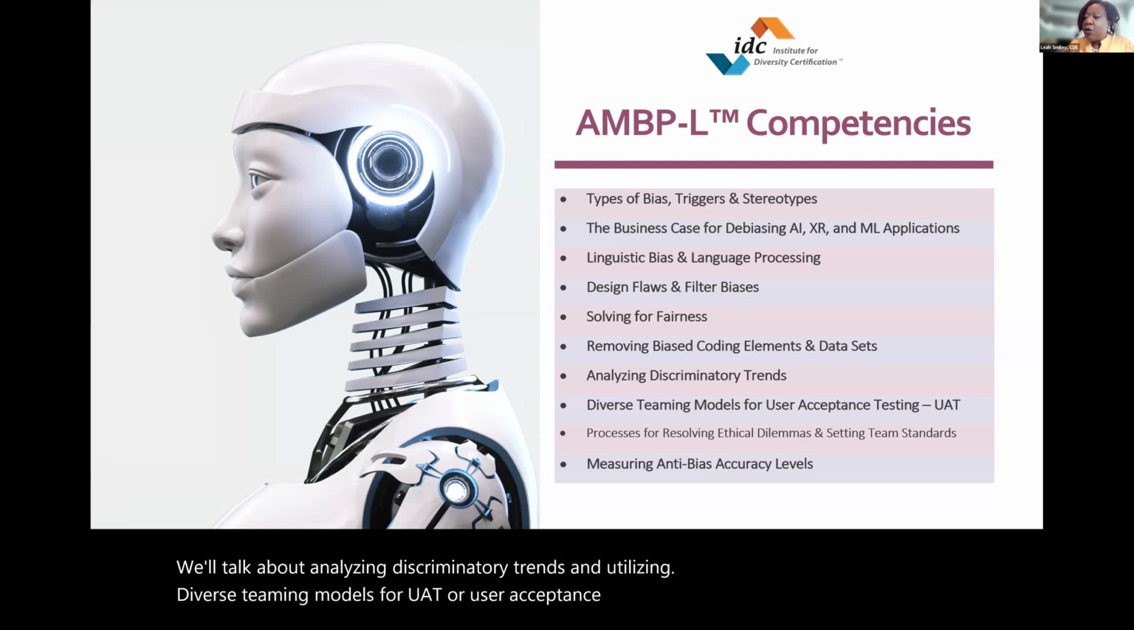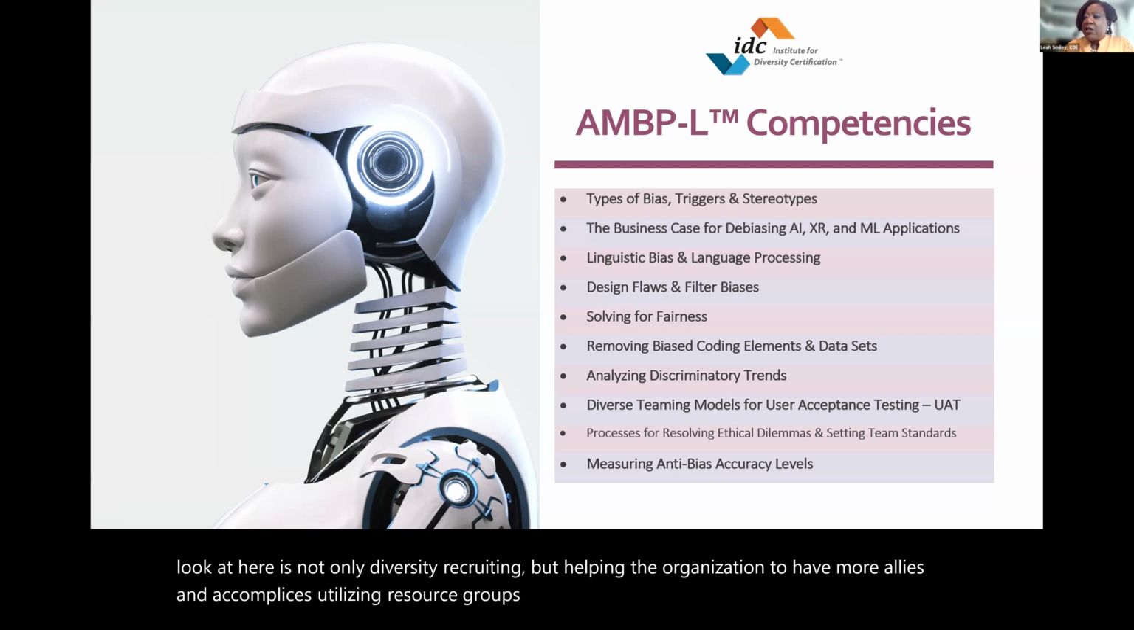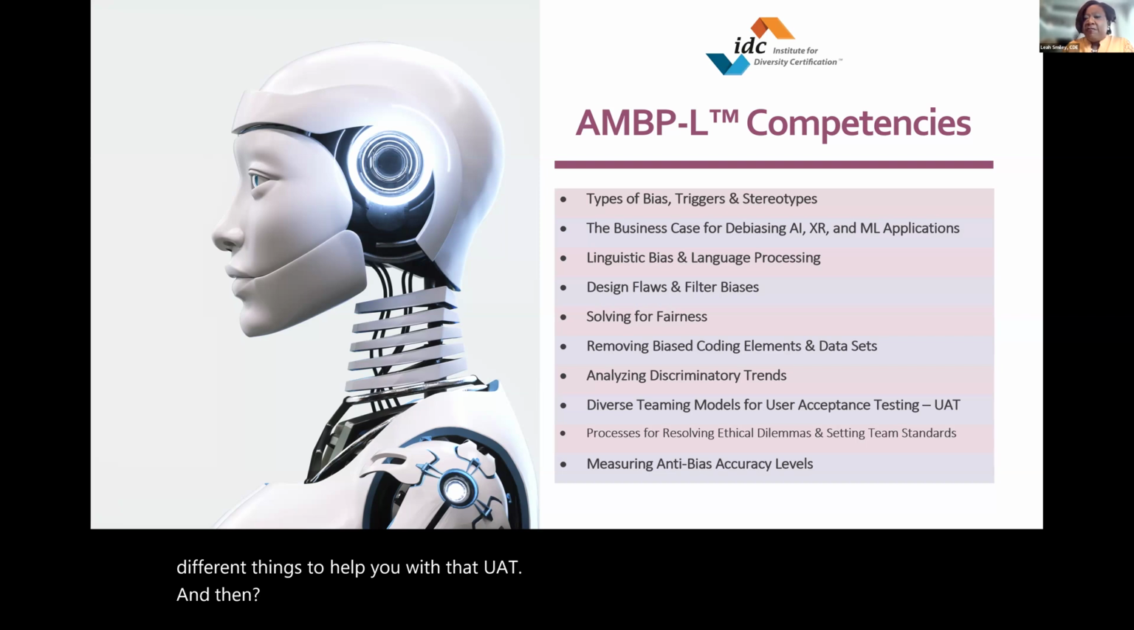And one of the things that we'll look at here is not only diversity recruiting, but helping the organization to have more allies and accomplices, utilizing resource groups, industry partnerships, doing training, all sorts of different things to help you with that UAT. And then, of course, measuring anti-bias accuracy levels.